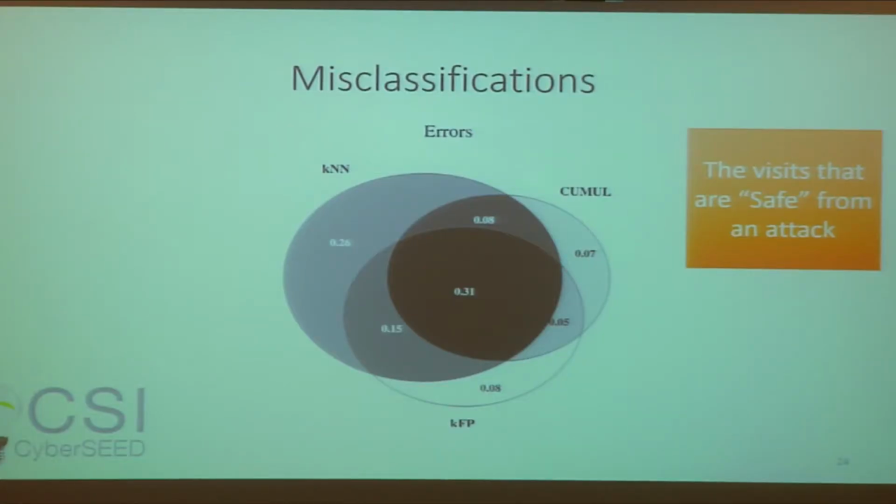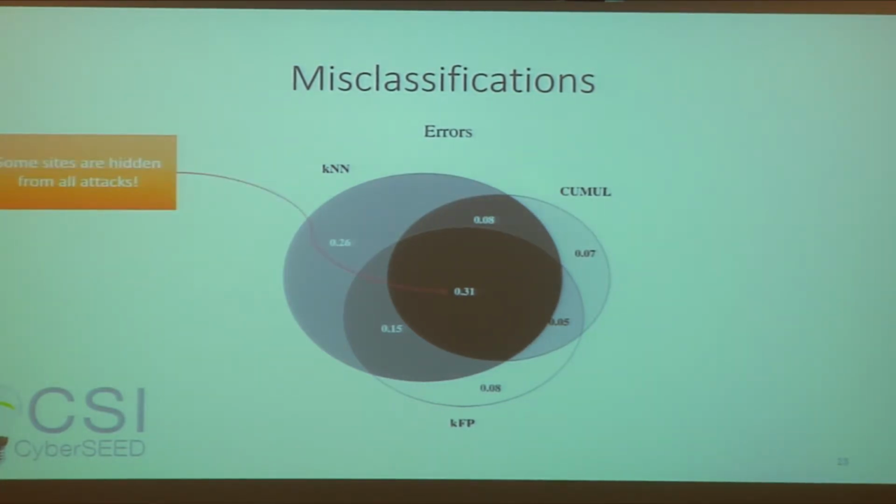This is a Venn diagram of how each of the classifiers misclassifies their sites. So you can think of in the Kumul graph, all of the nodes in that graph are contained in the Kumul circle over there, with the edges there. So we see that about 31% of sites are hidden from all the attacks, and the rest of them are only hidden from one of the attacks or from two of the attacks.